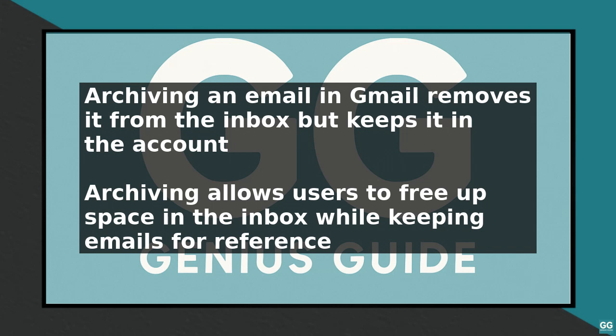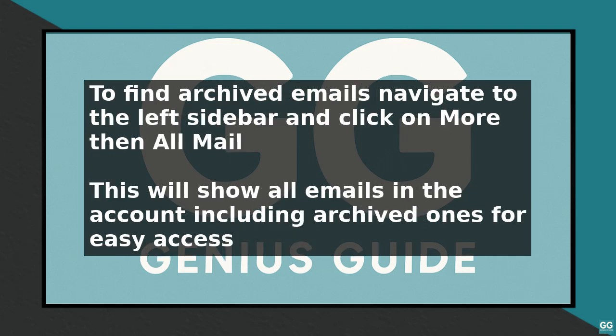To find archived emails, navigate to the left sidebar in your Gmail account and click on More. Then select All Mail. This will show you all the emails in your account, including archived ones.